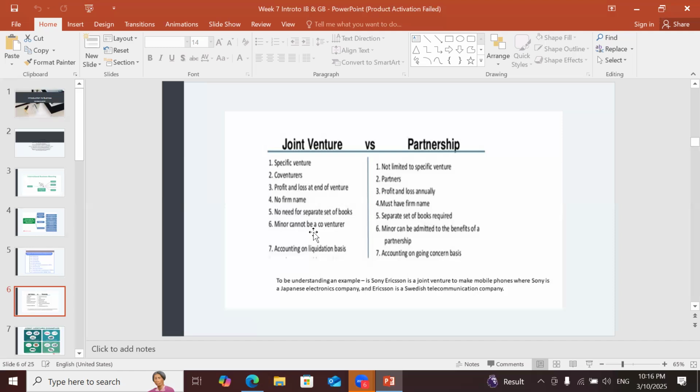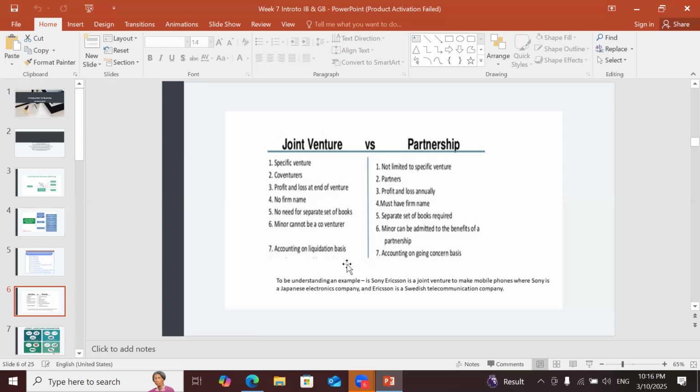A minor cannot be a co-venturer. A minor has no chance to be in a venture, but a minor can be admitted to the benefit of the partnership. In a partnership, a minor has access to the business. Accounting is on a liquidation basis or on a going concern basis. Partnership is on a going concern basis, and joint venture is on a liquidation basis.